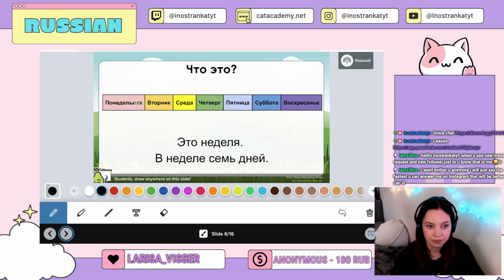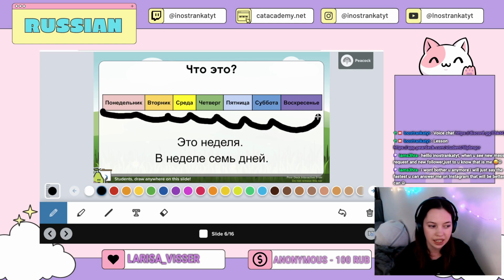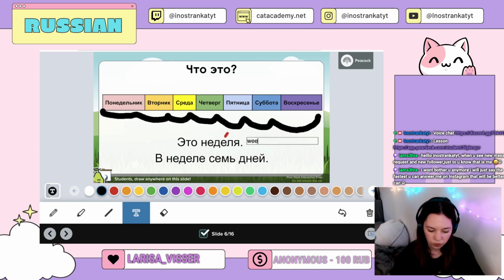Что это? Понедельник, вторник, среда, четверг, пятница, суббота, воскресенье. But all together we call them неделя. Это неделя. Неделя means a week.